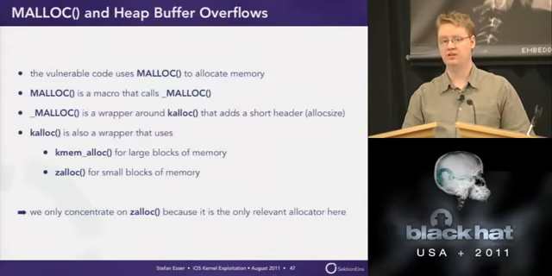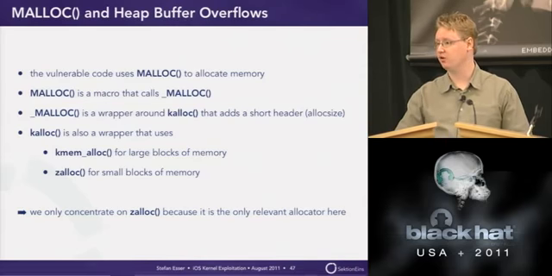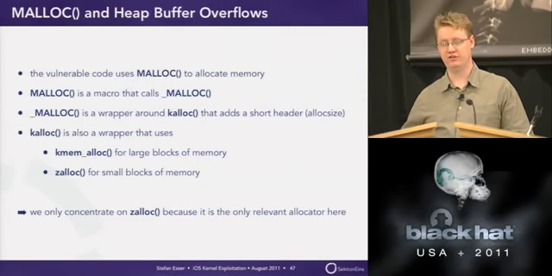So you saw that it's using some memory allocation here with a macro called malloc. Malloc is a macro that calls a function called underscore malloc. And this is just a wrapper around calloc. And what it wraps is it adds a small header to it, which contains a size field, and it needs the size field to later free the right thing.